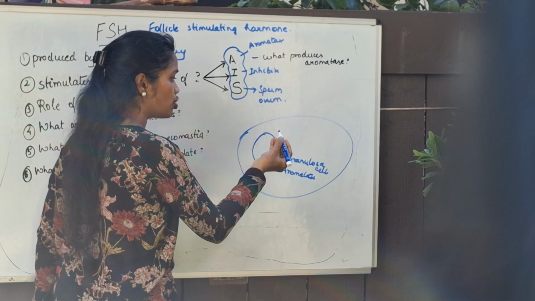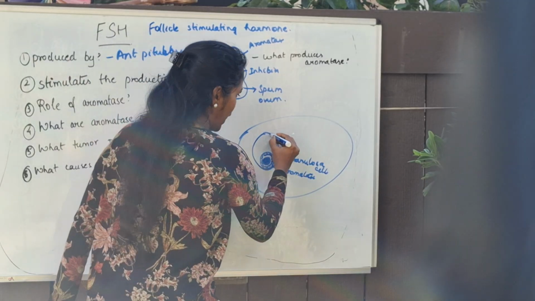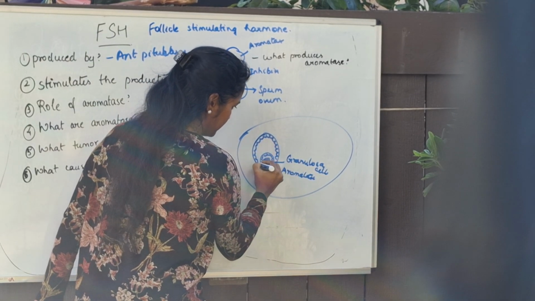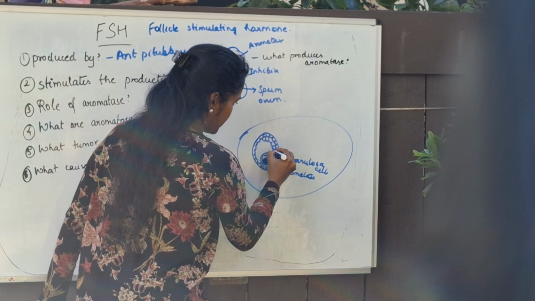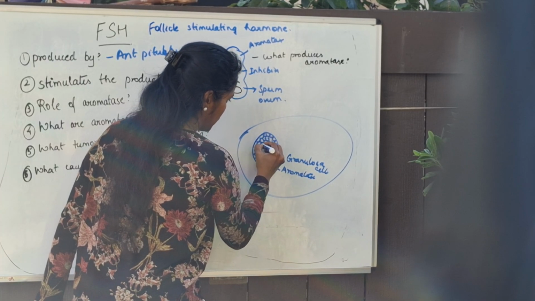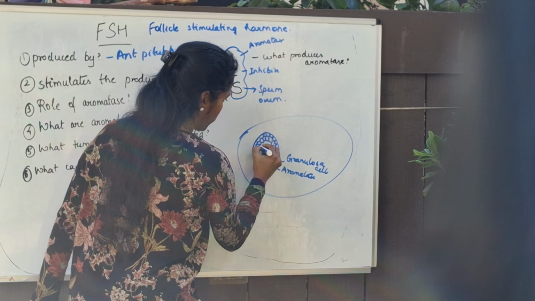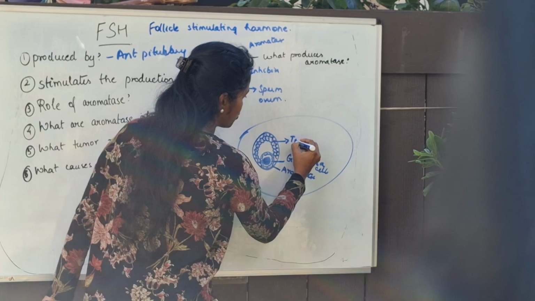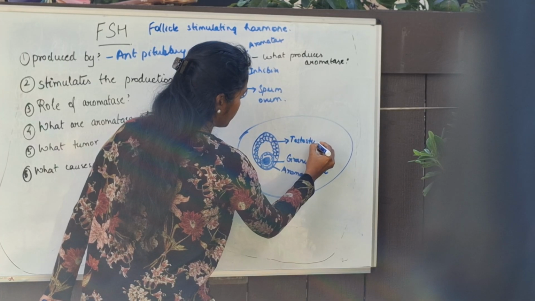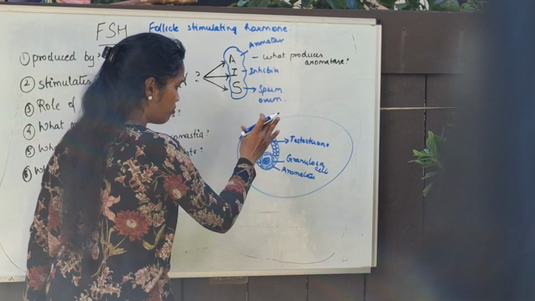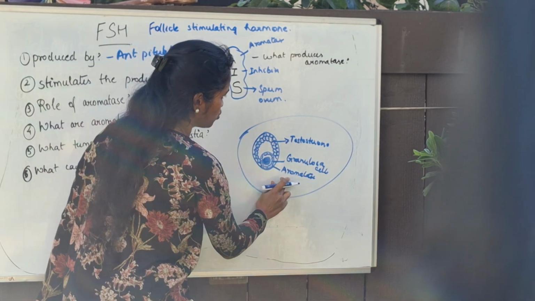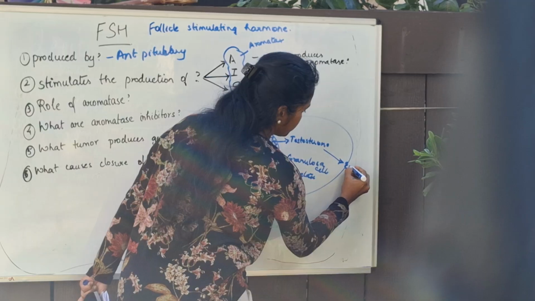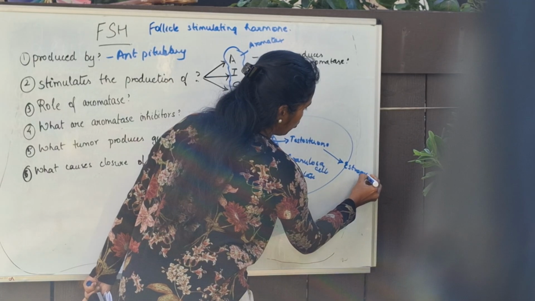What produces testosterone? The luteinizing hormone will act on the theca interna. This is the theca externa cell and the inner layer is the theca interna cell. The theca interna will be producing the testosterone. This is in females. So what does the aromatase do? The aromatase will convert the testosterone to estrogen. This is the role of aromatase.